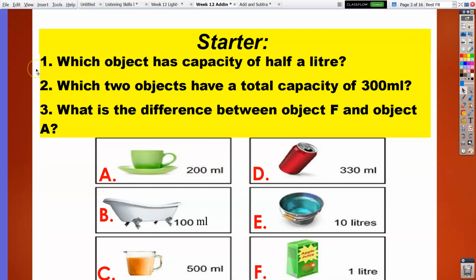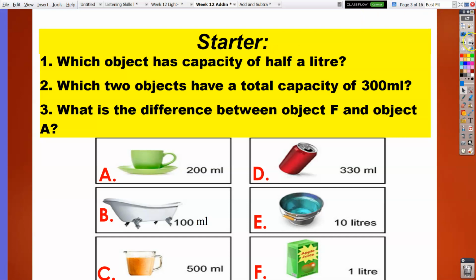Question 1. Which object has capacity of a half liter? Number 2. Which two objects have a total capacity of 300 ml? And number 3, what is the difference between object F and object A? You have 3 minutes to answer these questions. Pause the video and write your answers.